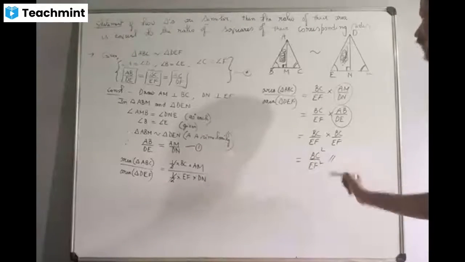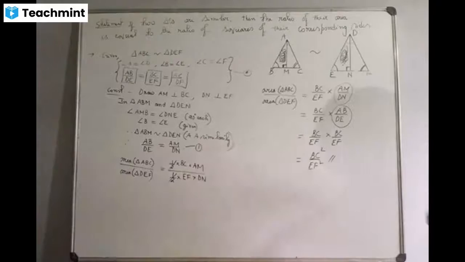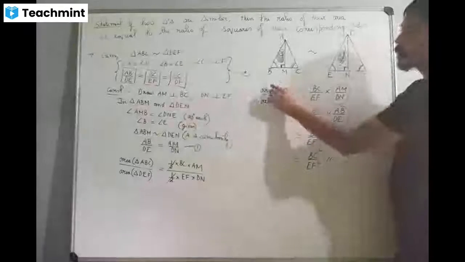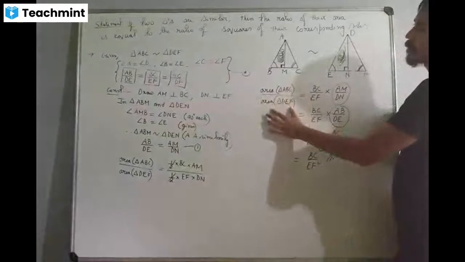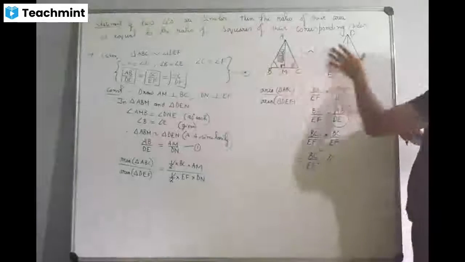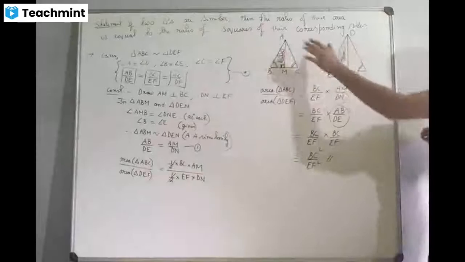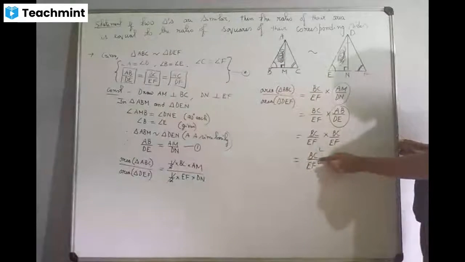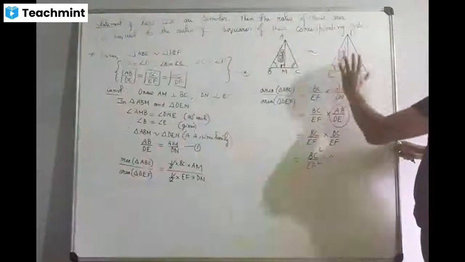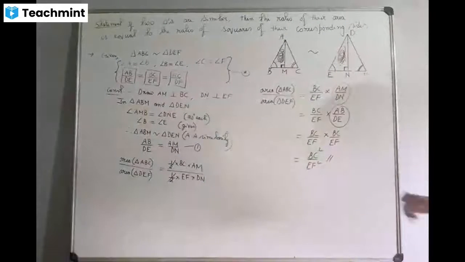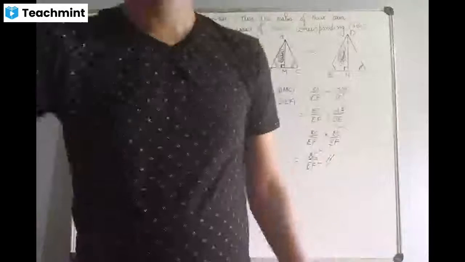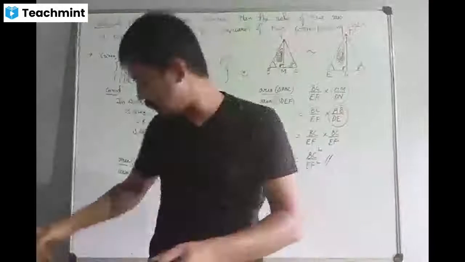That completes the theorem. So the theorem says that if two triangles are similar, then we have proved that the ratio of the area of two given triangles is equal to the ratio of squares of any of their corresponding sides, which completes the proof. And this completes our session for today's class.